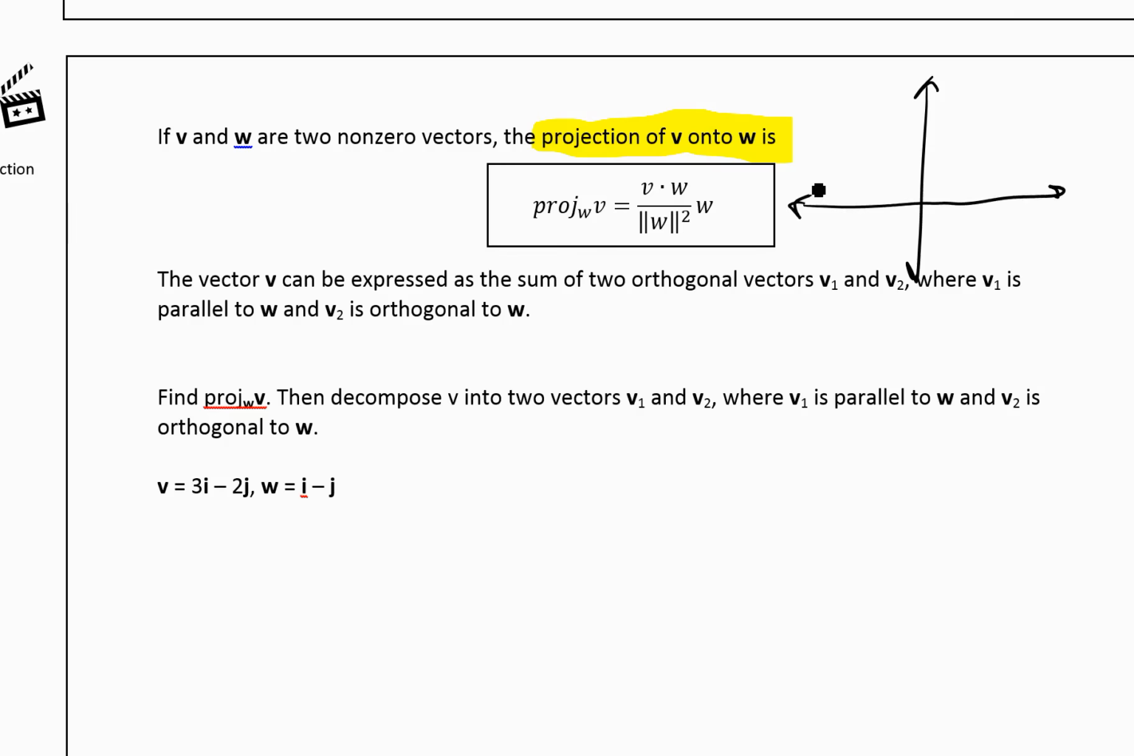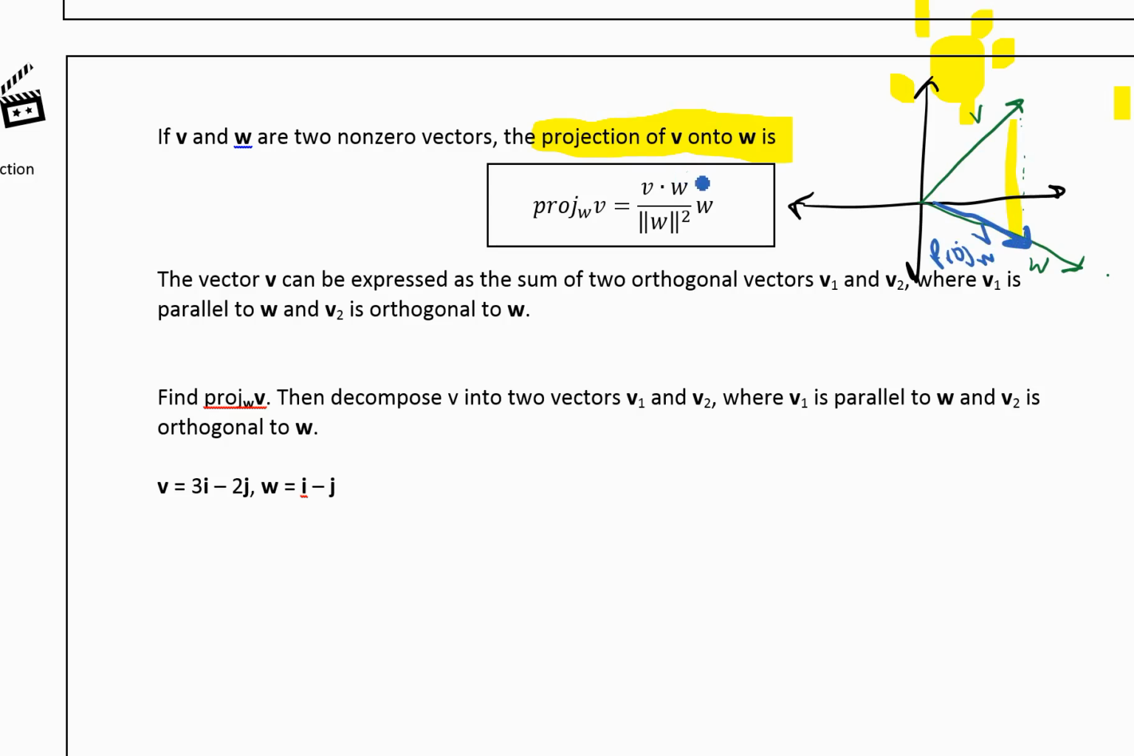So let's say we have two vectors, V and W. Then the projection of V onto W, think about it like the shadow of V onto W. So if the sun was up here and it was casting a shadow down onto W, we'd get this vector here. And that blue vector that I drew, that's the projection of V onto W.